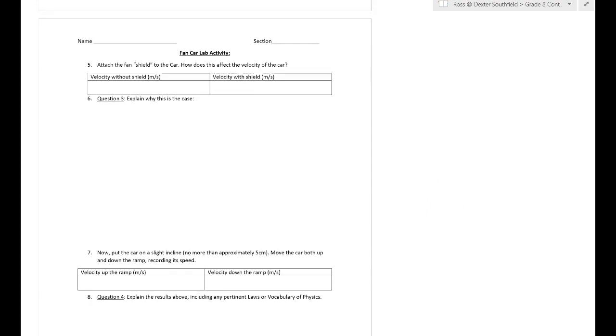When we're on question 3, we're talking about what happened when we added the shield to the fan car, that black shield. And what we found is that the car went in different directions. So we want to talk about why it moves in an opposite direction. When we're thinking about this, it might be helpful to draw a picture. You can draw a picture in your answer and then explain it. But at the very least, you might want to draw a picture in your space so that you can start to visualize what's going on with those air molecules.